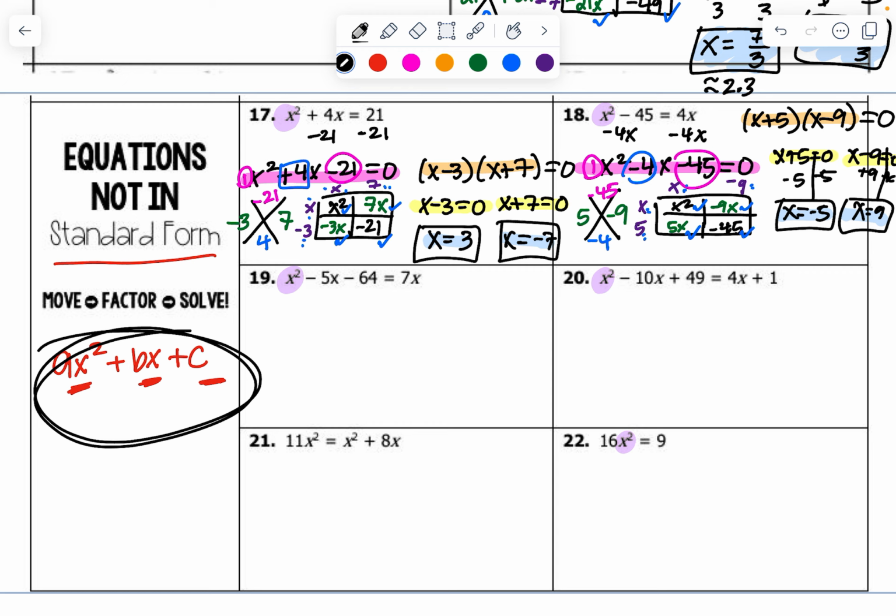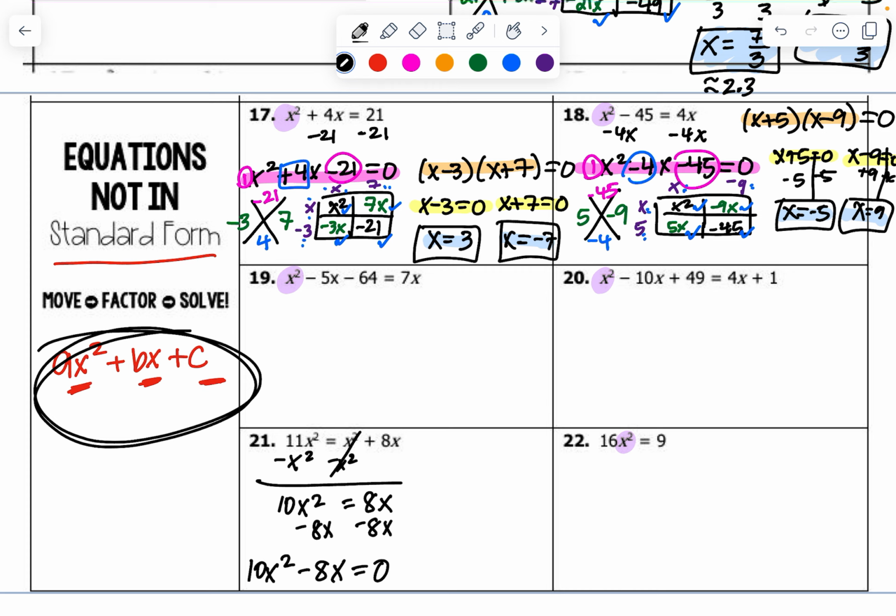So in a case like problem 21, you'll want to just minus x squared on both sides. And now you'll have 11x squared minus 1, so that's 10x squared equals 8x. And then you're like, wait a minute, I need to move this guy over too. Remember, we need everything equal to 0. So you have 10x squared minus 8x equals 0.